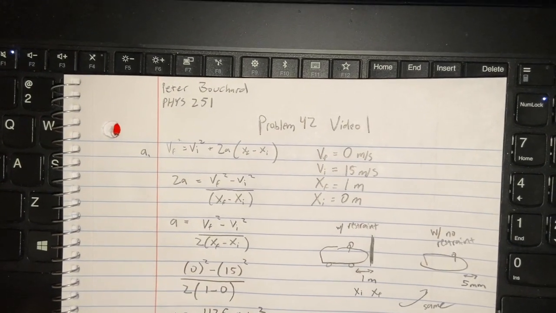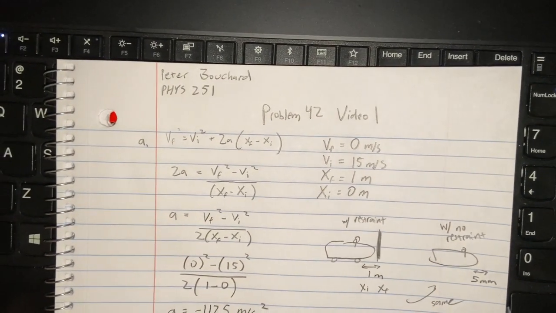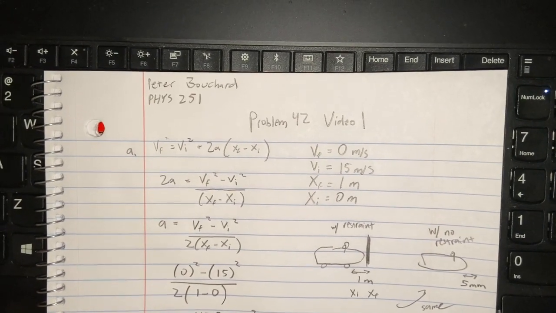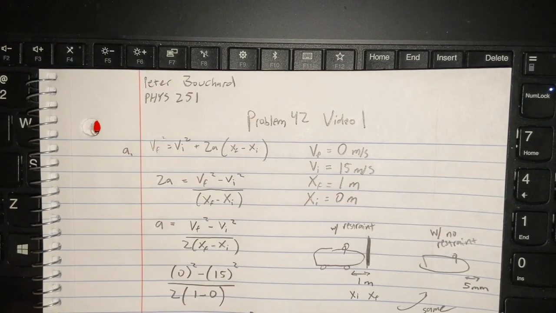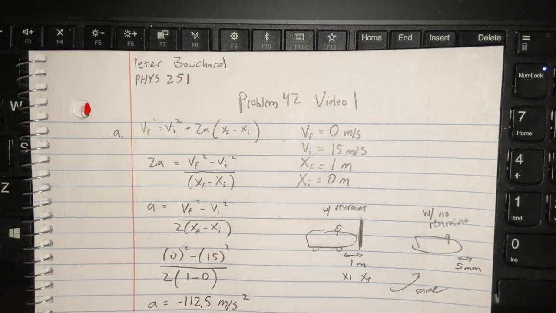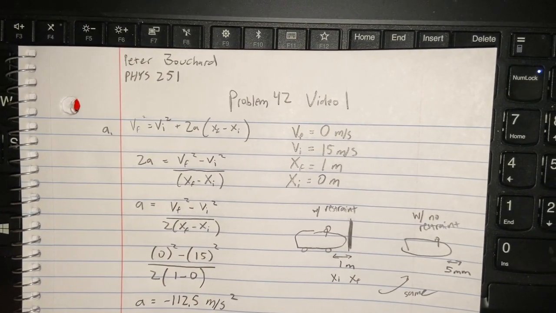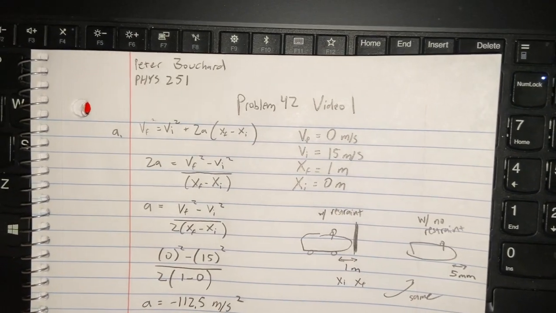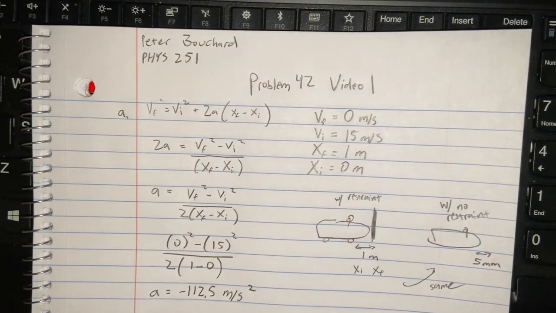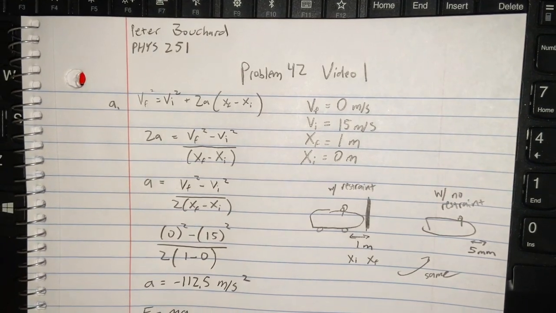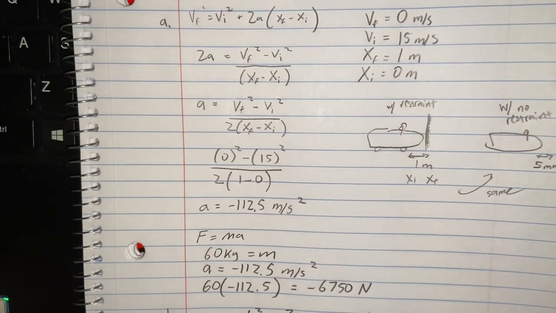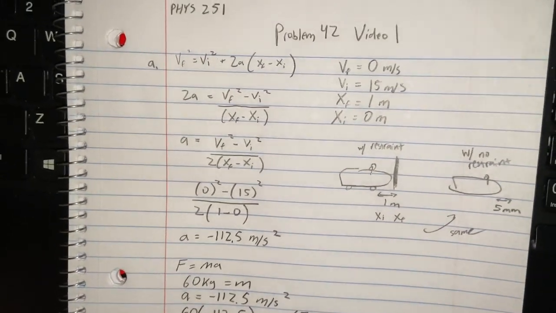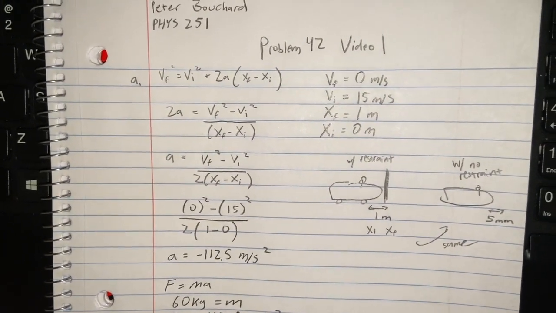So to get the acceleration over this distance, I just used this equation of motion, and then isolated the acceleration. Once I plugged in the final velocity, which was 0 meters per second, because at the end they're just hitting the wall, and the initial velocity, they're going 15 meters per second, and the final position total is going to be 1 meter, I got an acceleration of negative 112.5 meters per second squared, and that makes sense because it's a negative acceleration.